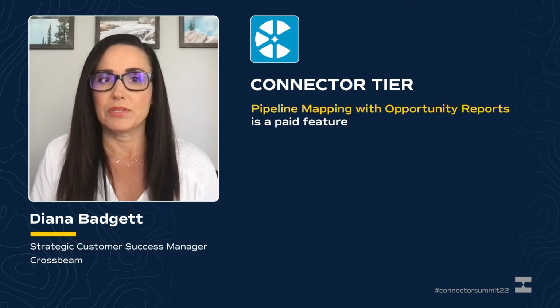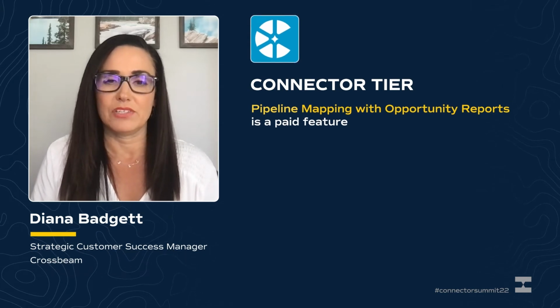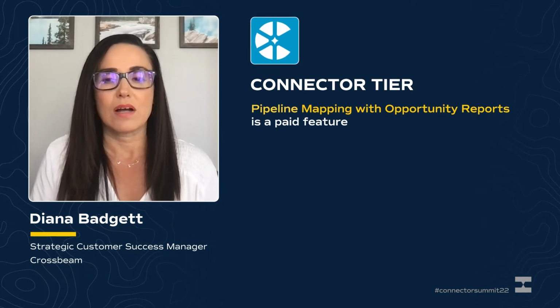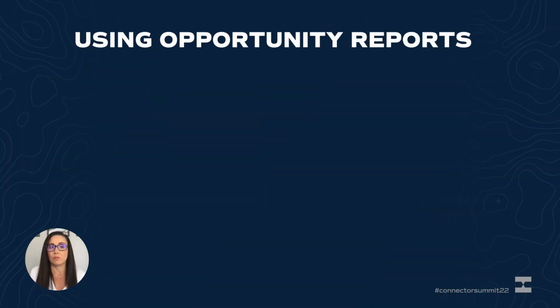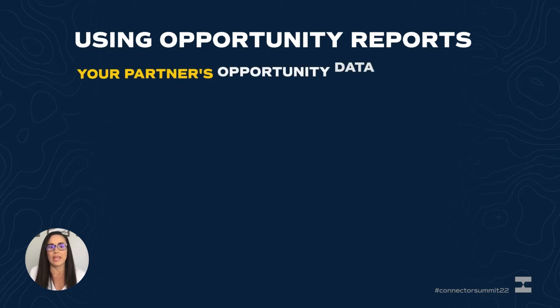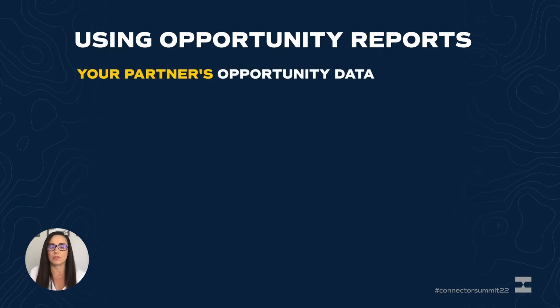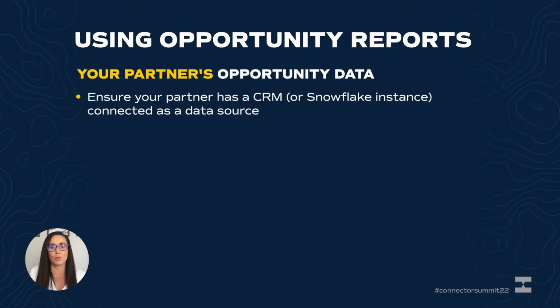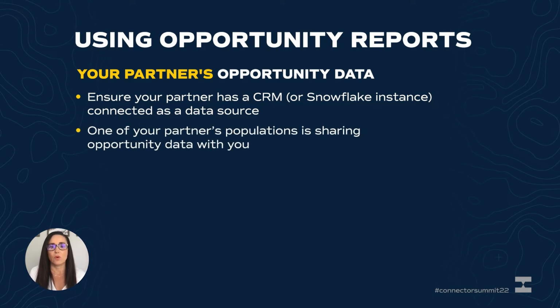Pipeline mapping with opportunity reports is a paid feature available beginning at Crossbeam's connector tier. Once you've unlocked opportunity reports, there are a couple of ways to use this feature. One way is to view your partner's opportunity data in a report. To do this, you must ensure your partner has a CRM connected as a data source, and at least one of your partner's populations is sharing opportunity data with you.